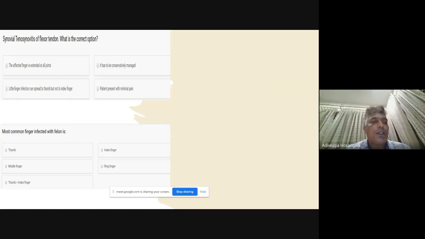What is the correct option? The affected finger is extended at all joints. Little finger infection can spread to thumb, not up to index. It has to be treated conservatively. Patient presents with minimal pain. Can anybody answer this? Having detailed this in the previous slide, I guess most of you can answer. What is the correct option for tenosynovitis of flexor tendon? Anybody, any one person, so that I will proceed. Please go through the options.